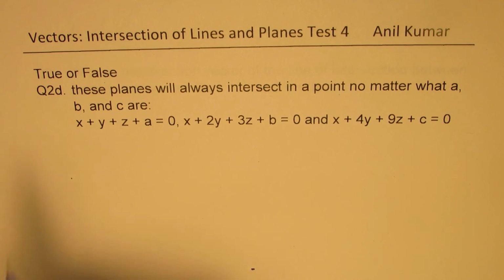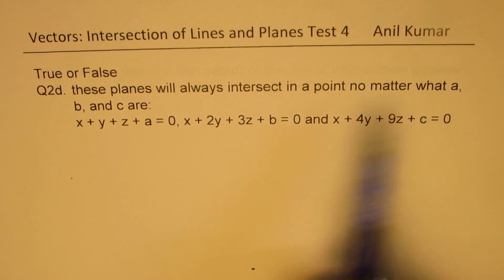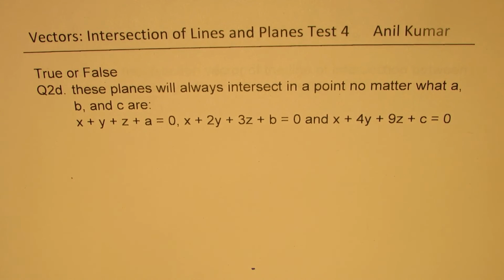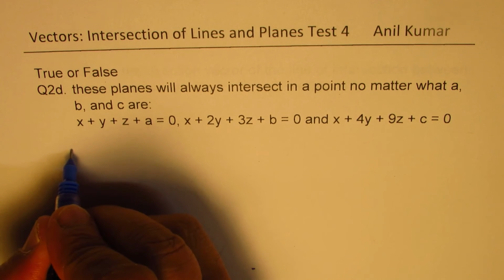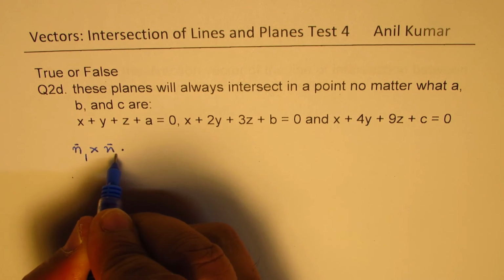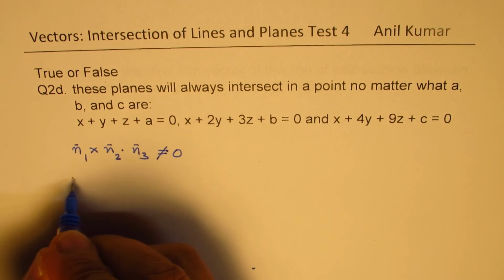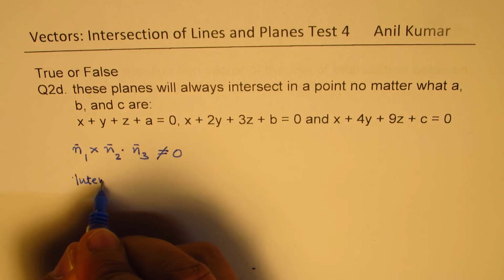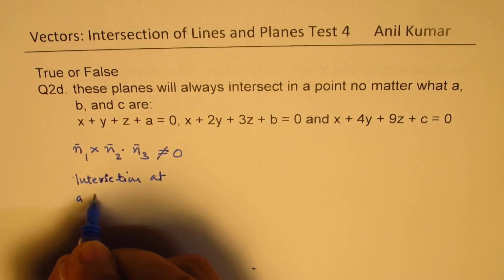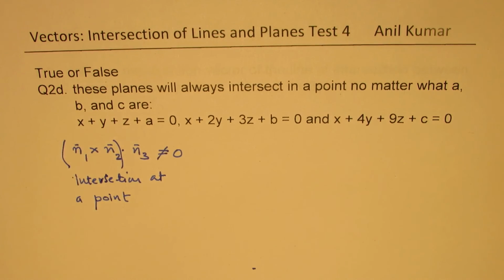Let's move to our false. Question number 2D. These planes will always intersect in a point no matter what A, B and C are. So we are given 3 different planes. How will you prove this? Now that is very interesting. We just learned in the previous example that if I do the scalar triple product of 3 normals, and if it is not equal to 0, that means intersection at a point. Is that clear to you? So this is a very important condition, and of course we'll do the cross product first, right?